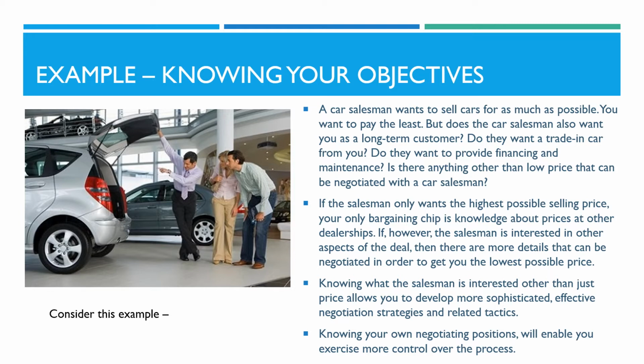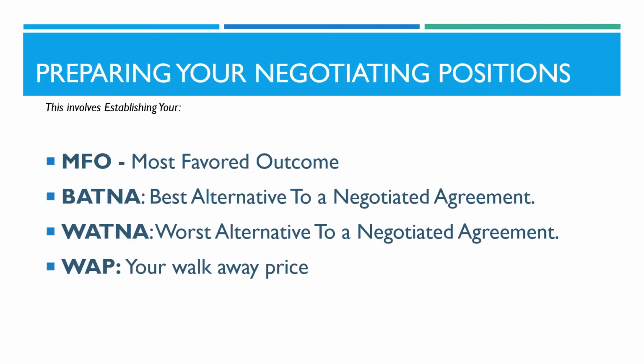Knowing your own negotiating positions will enable you to exercise more control over the process. Developing your negotiating positions involves establishing your MFO, your most favored outcome; BATNA, the best alternative to a negotiated agreement; WATNA, the worst alternative to a negotiated agreement; and your WAP, your walk-away price.